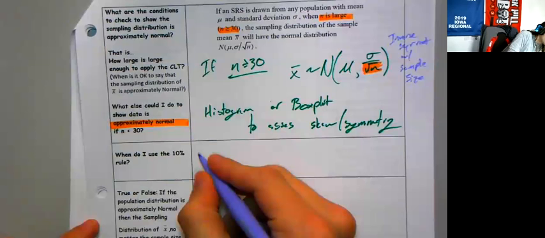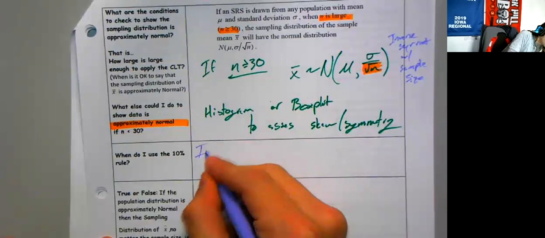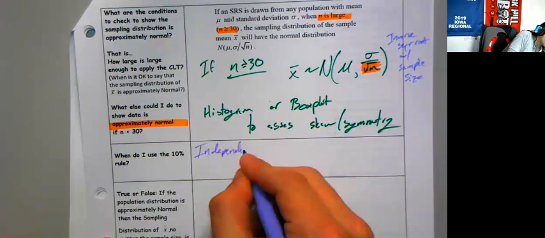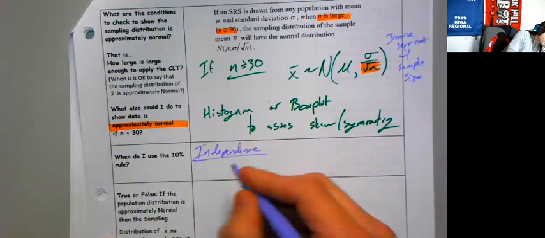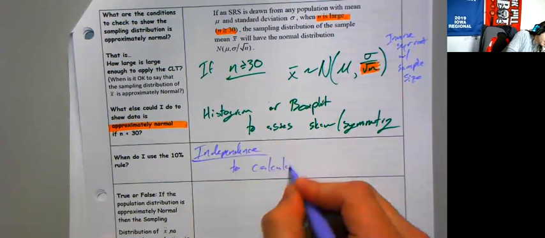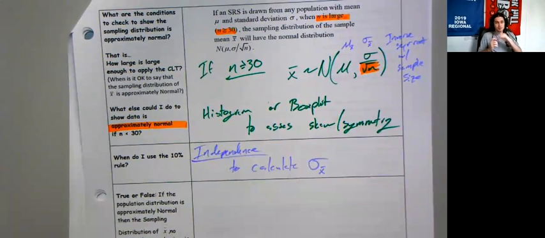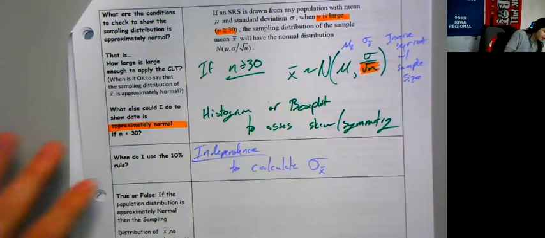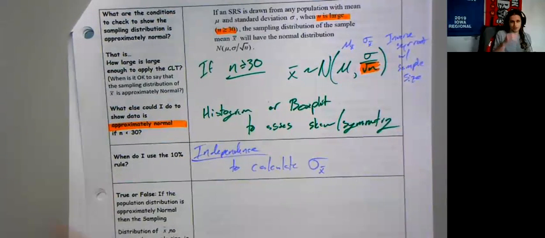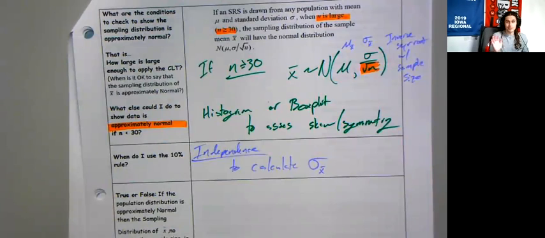When do I use the 10% rule? I use the 10% rule to establish independence. There's going to be an independence condition we need to check. Independence to calculate the standard deviation of x bar. Remember up here, this is the mean of x bar, and this is the standard deviation of x bar. The mean of the sampling distribution of the sample mean, and the standard deviation of the sampling distribution of the sample mean. That's a lot of vocabulary, right? Please, I'm going to keep saying it. Go back, make some note cards. So you need independence to calculate the standard deviation of x bar. Otherwise, some assumptions break down, namely that the probability of success, probabilities are no longer fixed.